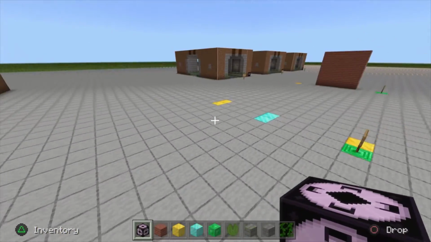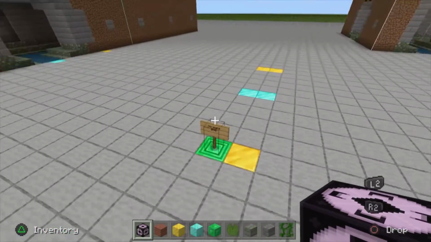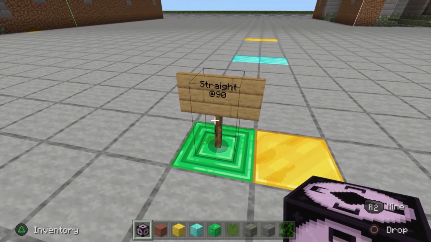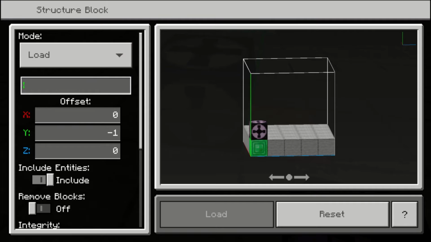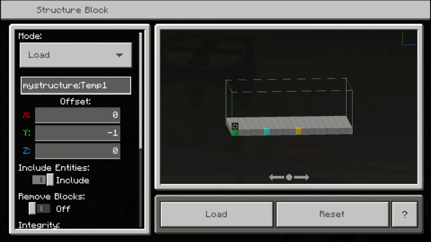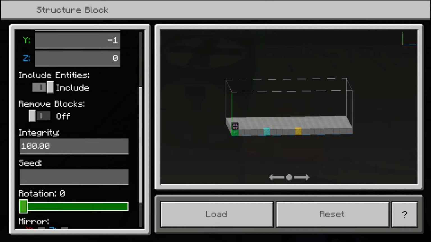Let's just keep going this way. Let's go to the end. These are going to be 2 straight sections at 90 degrees. See, I caught myself. All right, so we're going to go load, temp 1. Whoops. Well, that did not work out for me, did it? Temp 1, 90 degrees.